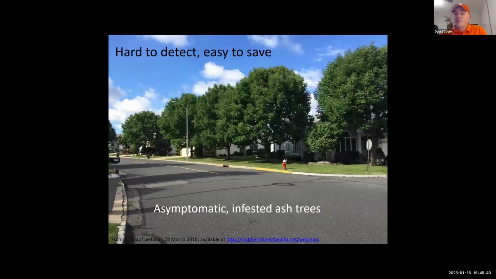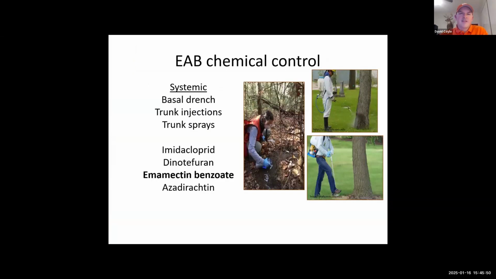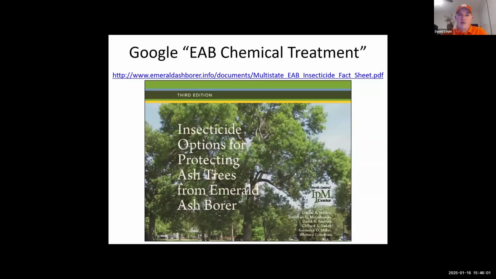Part of the problem is these trees are all infested right now, but it just looks good because it's just starting. A lot of times by the time we see that, it's a bit too late. There are lots of different chemical control options for EAB: injection, soil drench, trunk sprays. Emamectin benzoate is your industry standard at this point. And there's a whole book out there on what to do for EAB. So if any of y'all have to deal with this, that would be the thing to get and flip through.